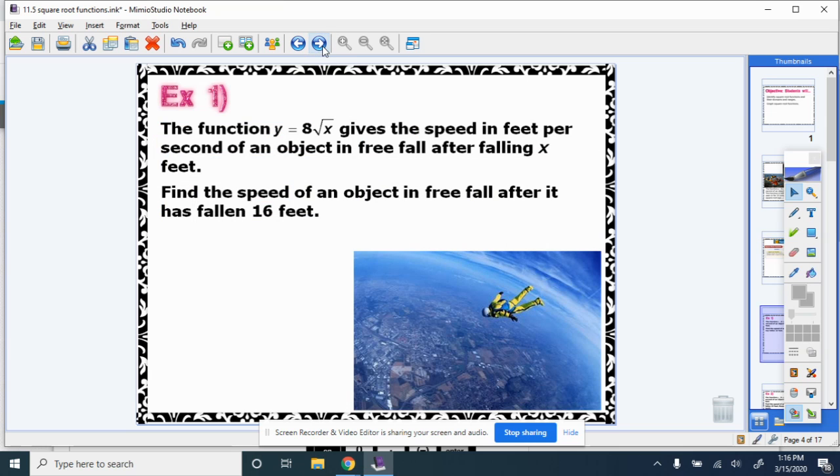All right, so how do we deal with these type of problems? The first type of problem is that they give you the equation and you simply need to plug this into your calculator. So let's walk through how this would look. If you have the function y equals 8 root x gives the speed in feet per second of an object in free fall after falling x feet. Find the speed of an object in free fall after it has fallen 16 feet.